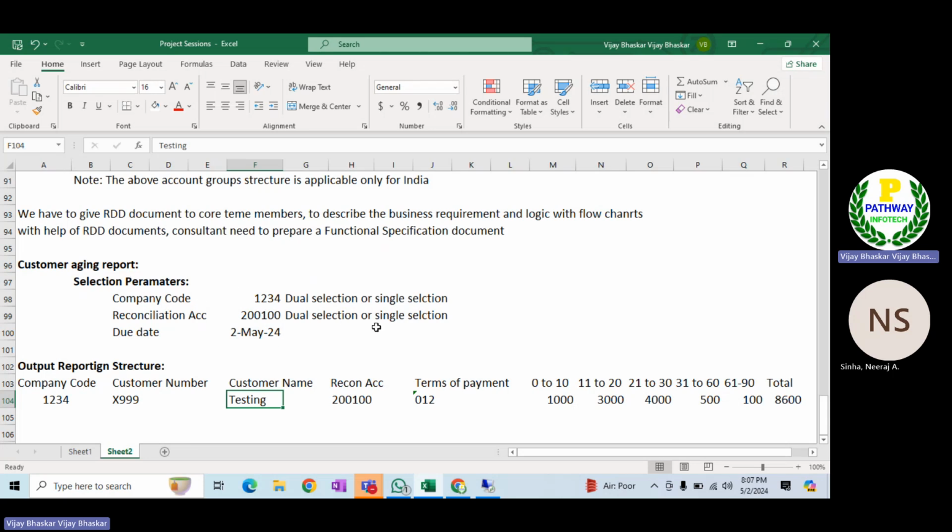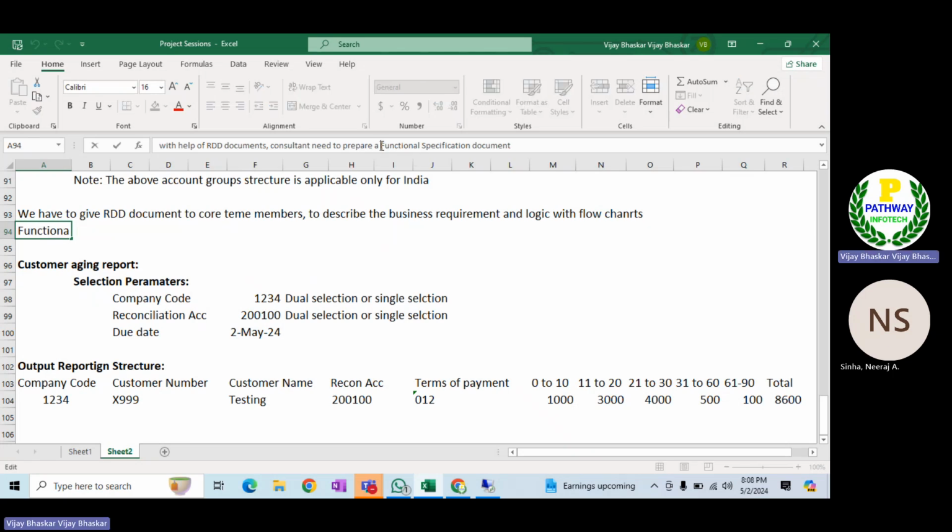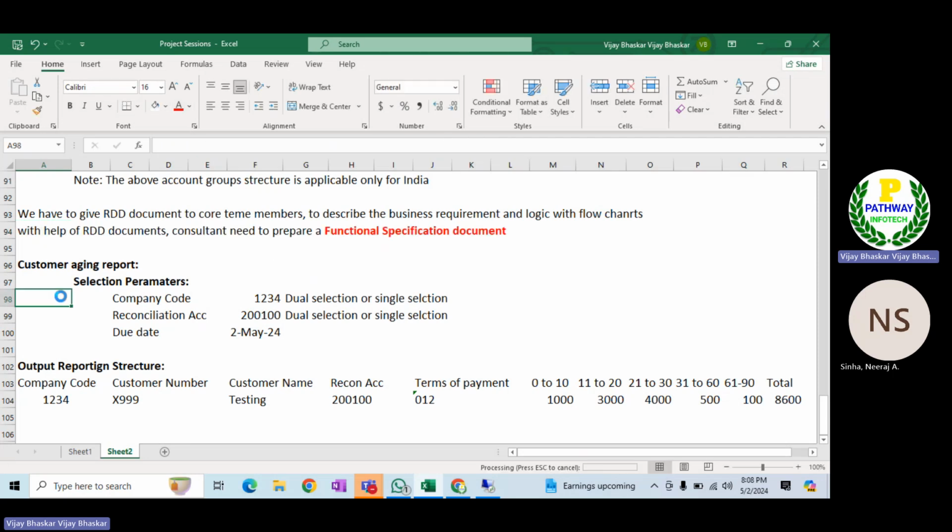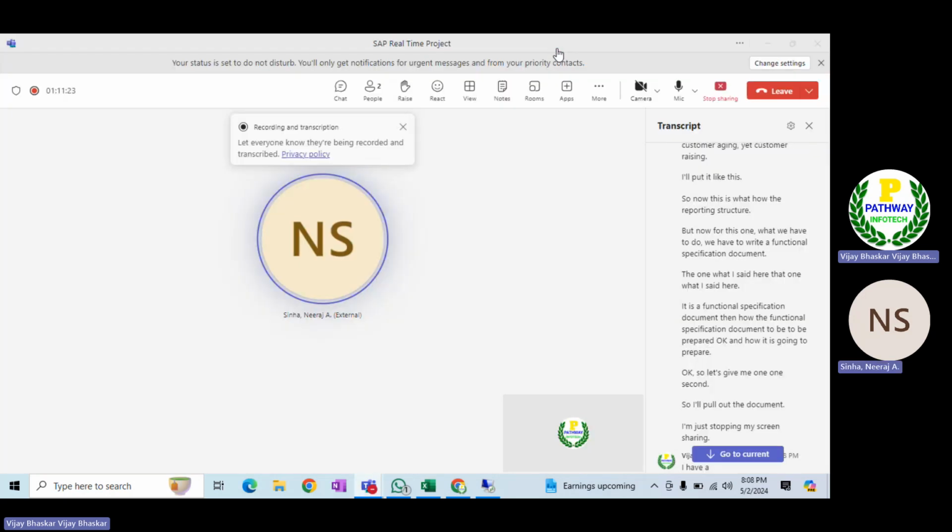But for this, what we have to do is write a functional specification document. The one what I said here is a functional specification document. Then how the functional specification document is to be prepared, and how it is going to be prepared. Give me one second, I'll pull out the document. I'm just stopping my screen sharing. I have the documentation, I'll show you.